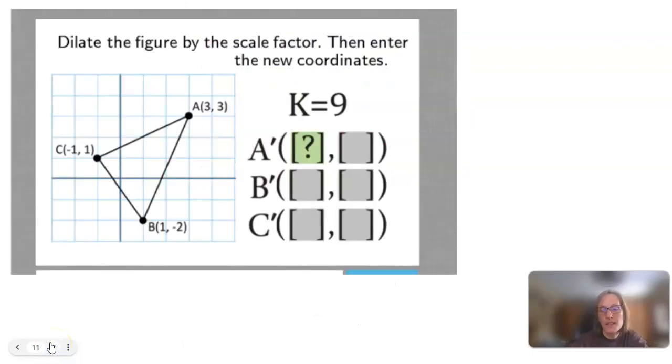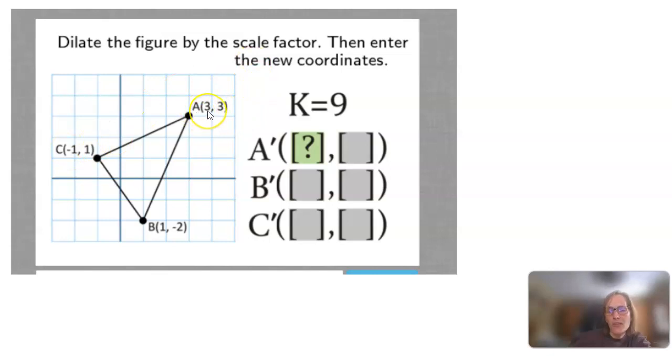Let's do one more example so that you have this down in your brains. Now, scale factor is always going to be indicated by the letter K. So in Acellus, you'll see a problem that looks something like this, K equals 9. So what I have to do is I have to take each of my coordinates for A, B, and C and multiply them by 9. Don't leave anybody out. All right, we can do this in our head.